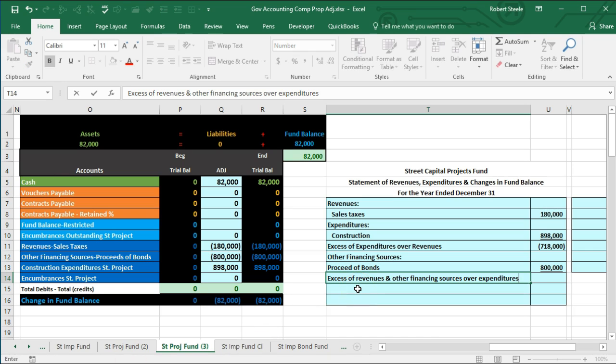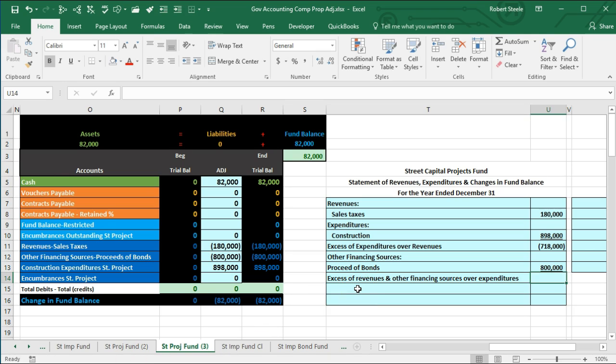Clearly the names aren't all that creative here, but they are specific. We have the excess of revenue, of course, and other financing sources over the expenditures. And we're going to take the last two numbers that we had, meaning we're going to take the excess of expenditures over revenue and the 800,000 here that we have from other financing sources, and in this case add them together, because this is a negative plus this is a positive, and that'll give us a subtraction problem.